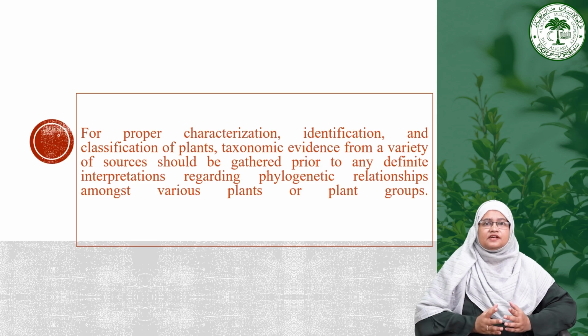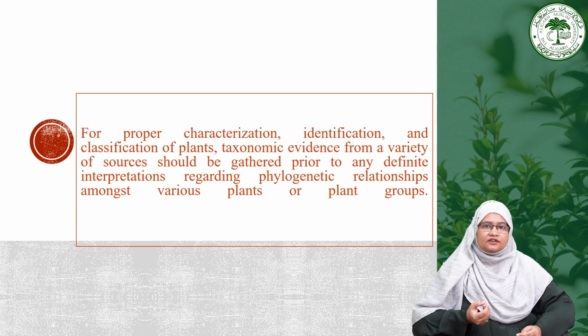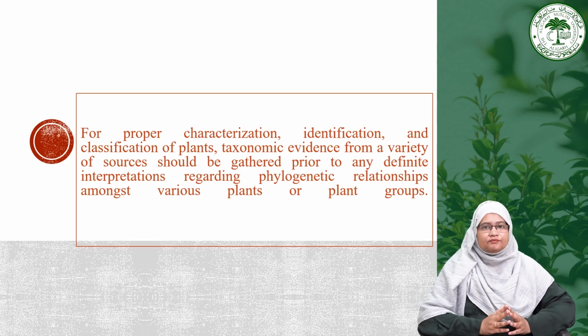So we can say that for the proper characterization, identification and classification of plants, taxonomic evidences from a variety of sources should be gathered prior to any definite interpretations regarding phylogenetic relationship among various plants or plant groups. Because if we see only one particular characteristic, we cannot conclude that this is the group of that particular plant. We have to analyze each and every aspect of the evidences.